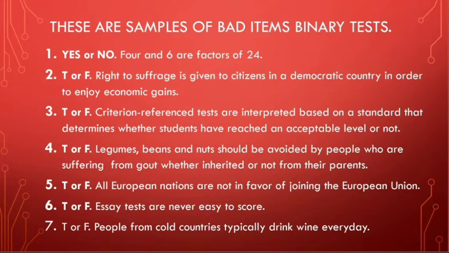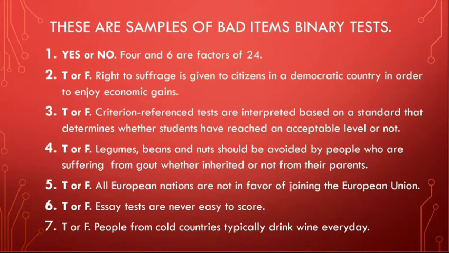That's for number one. For number two, right to suffrage is given to citizens in a democratic country in order to enjoy economic gains. What's wrong here? We need to remember that we need to focus on the single fact or idea. I repeat, single fact or idea. In here you have right to suffrage is given to citizens in a democratic country. Another idea, in order to enjoy economic gains. So you have two ideas running in one sentence. Which will be the focus in answering? That's vague.